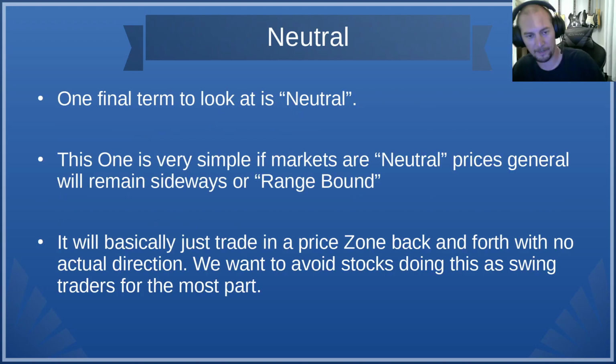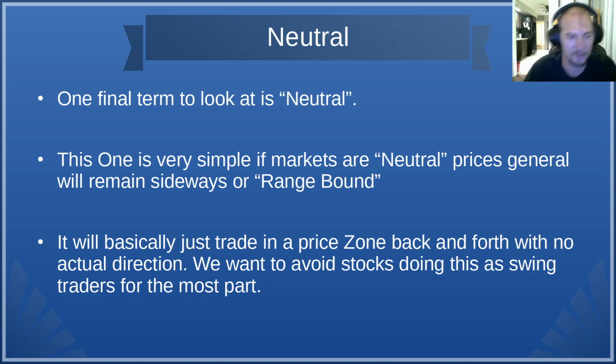So one more term that we need to look at is neutral. It's pretty simple, this one. If the markets are neutral, prices are generally trading sideways, like range bound. If a stock's between $1 and $5, it's not going up, it's not going down, it's just kind of bouncing back and forth in that range. It's considered neutral.